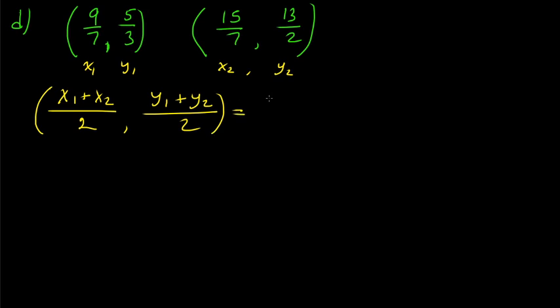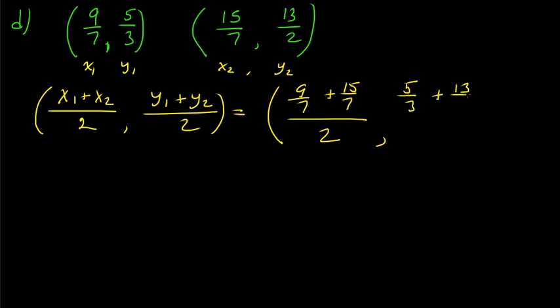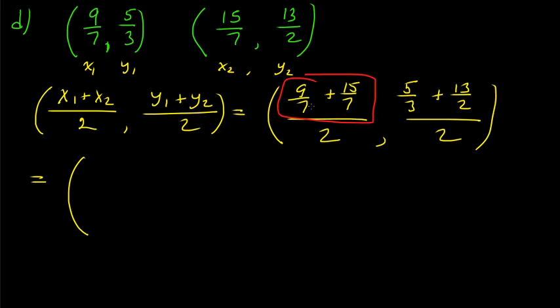Okay, so there's the midpoint. So we're going to get 9 over 7 plus 15 over 7, all over 2, right? Don't forget to divide by 2. And then for the y's, we have 5 over 3 plus 13 over 2, again, all divided by 2. Yeah, kind of a mess, right? We can't leave it like that. So what do we do? Well, let's start with just adding these numbers here. Notice we have a common denominator of 7. So let's just add 9 plus 15. 9 plus 15 is 24. So 24 over 7, all over 2.